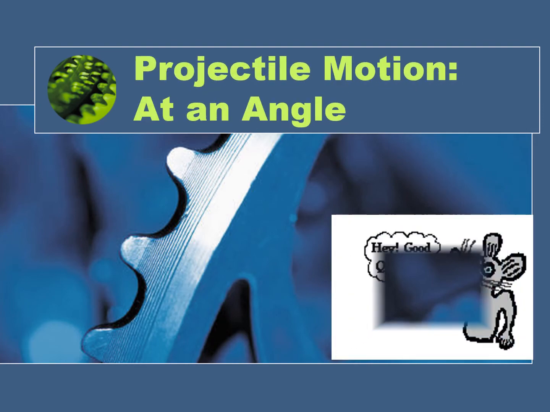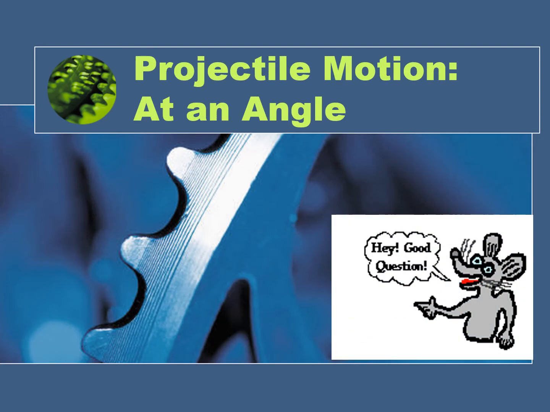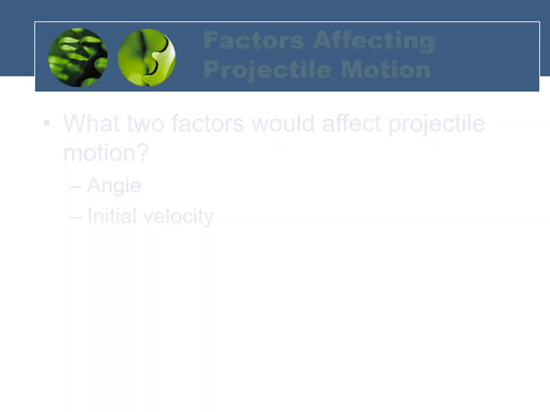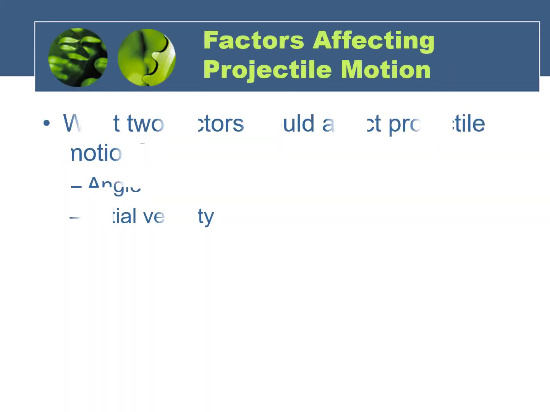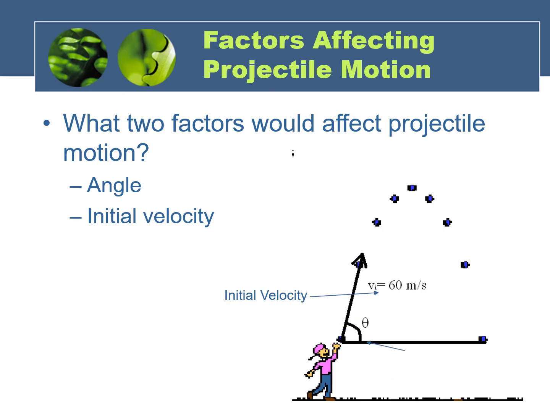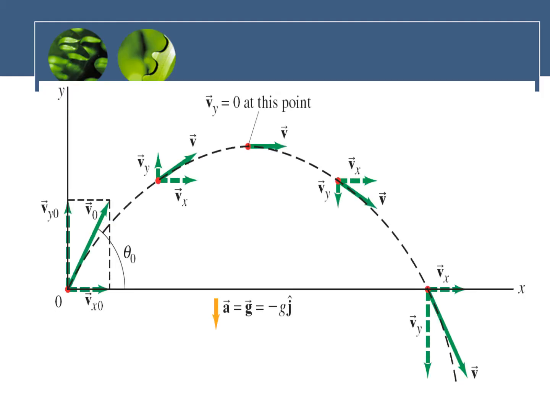How does an angle affect the motion of a projectile? There are two factors that affect the motion of a projectile: angle and the initial velocity. As the object is projected at a certain angle theta, it has an initial velocity labeled v sub o.